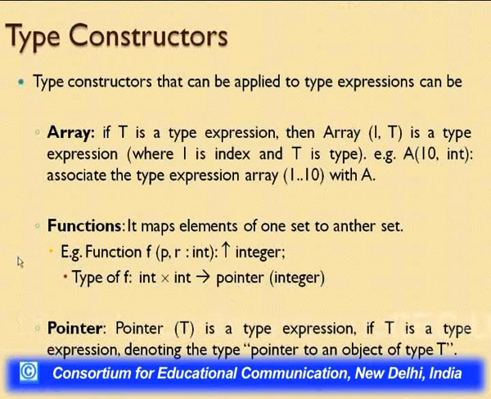Another constructor that we can have, a type constructor, is a pointer. Pointer(t), written like this, is a type expression if t is a type expression, denoting the type pointer to an object t. So we can have something like this, which is more familiar to us: int *p. So we say this is a pointer p, and that too of the type integer.